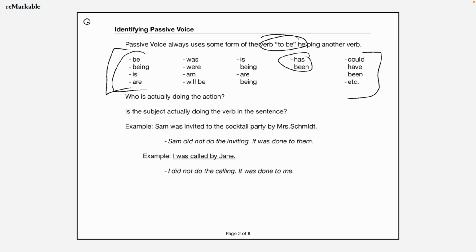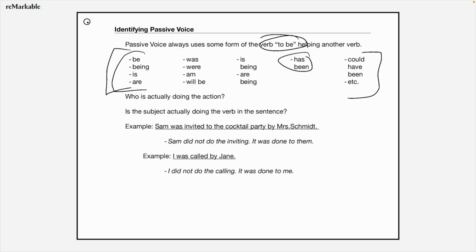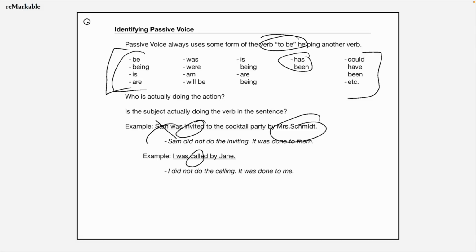Another way to figure out if you have passive voice or not is to ask yourself the question, who or what in the sentence is actually doing the verb? And is that thing the subject of the sentence? So here's the example. Sam was invited to the cocktail party by Mrs. Schmidt. Who's actually doing the verb? Well, what is the verb? The main action is inviting. And who is doing it? Is it Sam? No, it's Mrs. Schmidt. I was called by Jane. The main action is called. Who or what is doing the call? I was called. So it wasn't I, it was Jane. Okay?